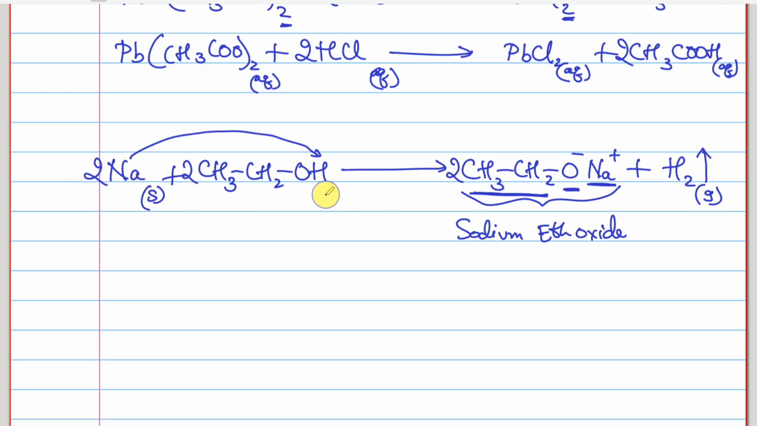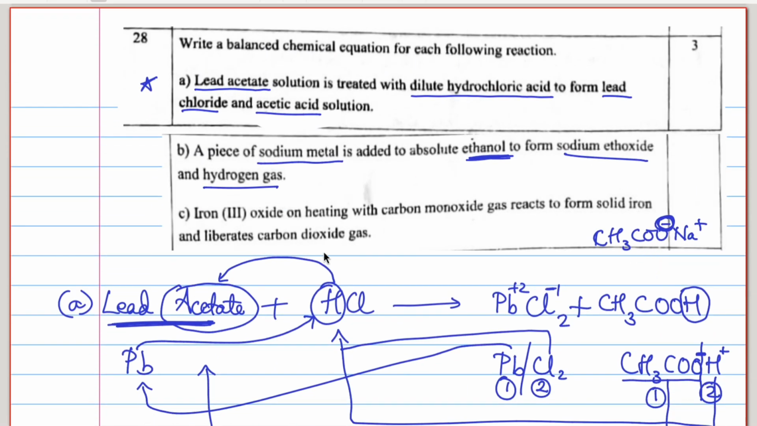So sodium will be solid, this ethanol will be aqueous or liquid. Next, this will be again aqueous because it is soluble in water. This is a gas being formed. Next, the last sub question, iron 3 oxide. They have also given us the valency of iron. Iron has a valency of 3. Iron 3 oxide on heating with carbon monoxide gas reacts to form solid iron and liberates carbon dioxide gas.